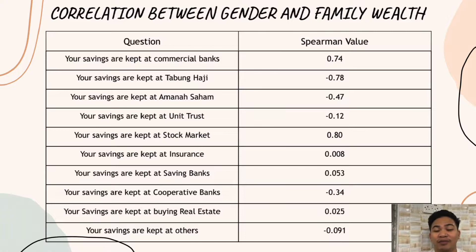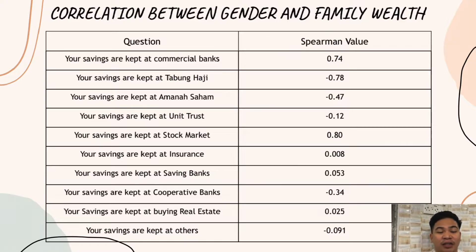and negative 0.12 respectively. The savings that are kept at the stock market show strong positive interaction with the Spearman value 0.80, while savings that are kept at insurance and savings bank show positive interaction with Spearman values 0.008 and 0.053 respectively. Savings that are kept at cooperative bank show negative interaction with a negative 0.34 Spearman value.